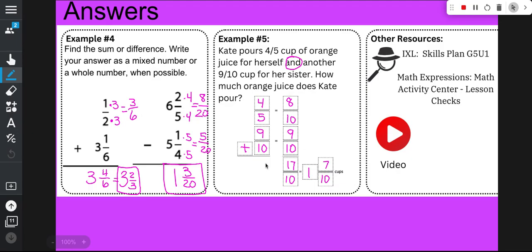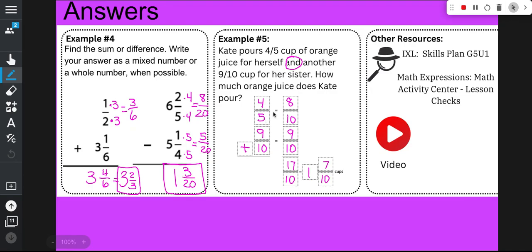This next problem looked more tricky than it really is. If Kate pours 4/5, the 4/5 is going to go on top, and poured another 9/10, 9/10 is going to go on the bottom, and we're going to add them. Now this next set shows the equal signs. So I need to find a common denominator between 5 and 10. So the common denominator is 10.